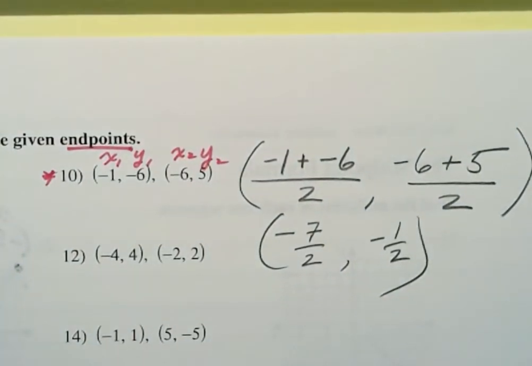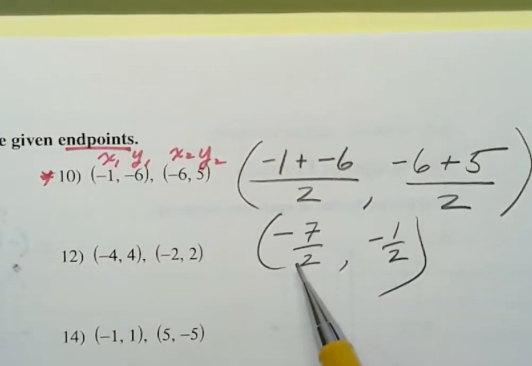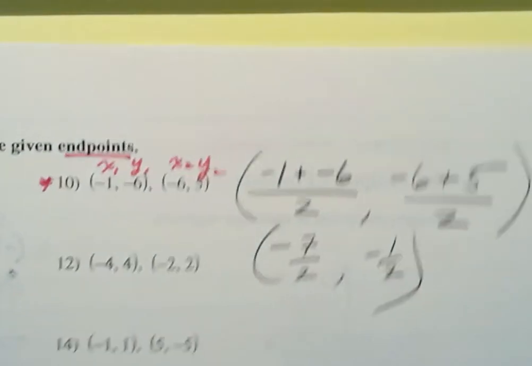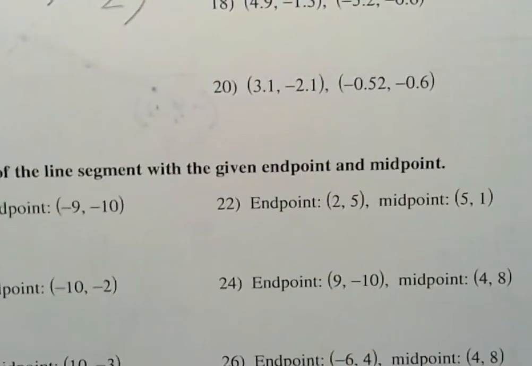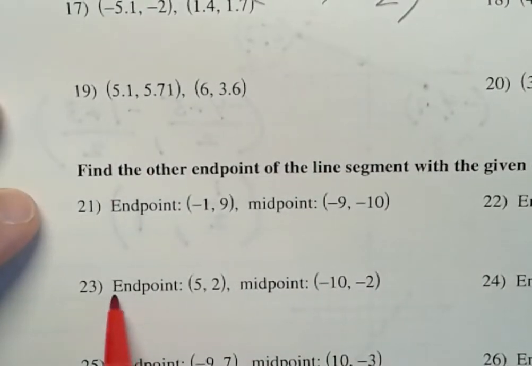Let's see. Yep, this is correct. This 7/2 is the same as 3.5, by the way. Of course, you already knew that. Everything's checking out good so far. Let's do one of these problems where I have changed it up a little bit. I've given you an endpoint and I've already given you the midpoint.